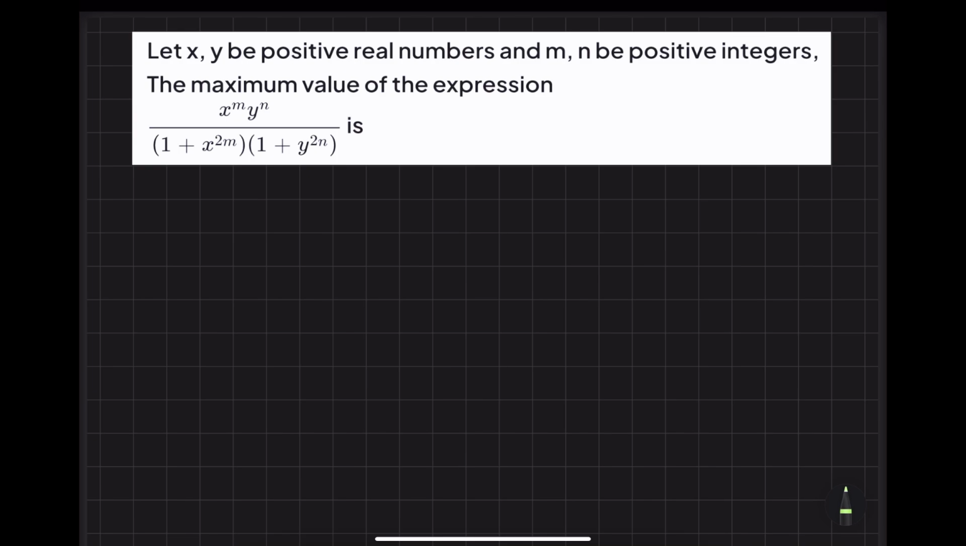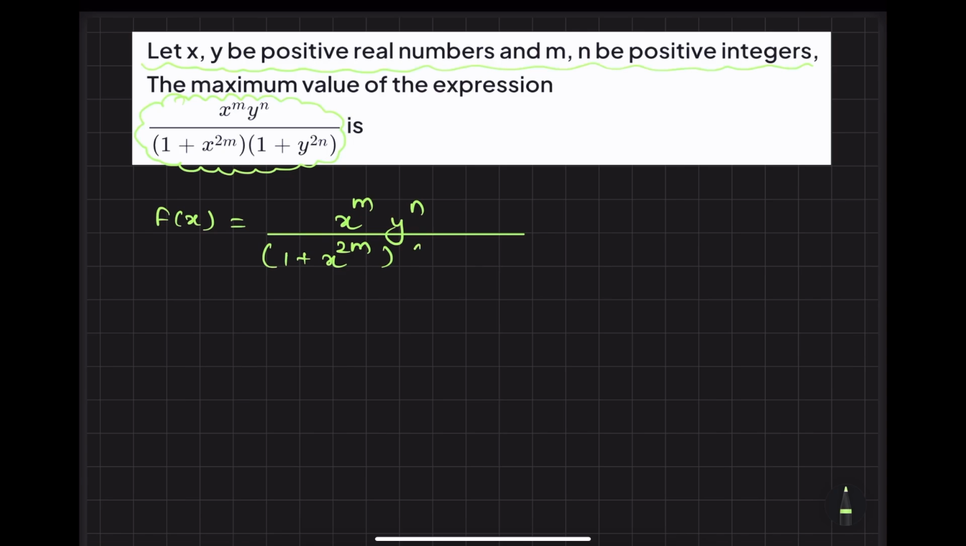So we got a wholesome new problem which says: let x, y be positive real numbers and m, n be positive integers. So both are positive. We have to find the maximum value of this expression. So we have to find out the maximum value of this function. Suppose I consider this as f of x: x^m y^n over (1 + x^{2m})(1 + y^{2n}).